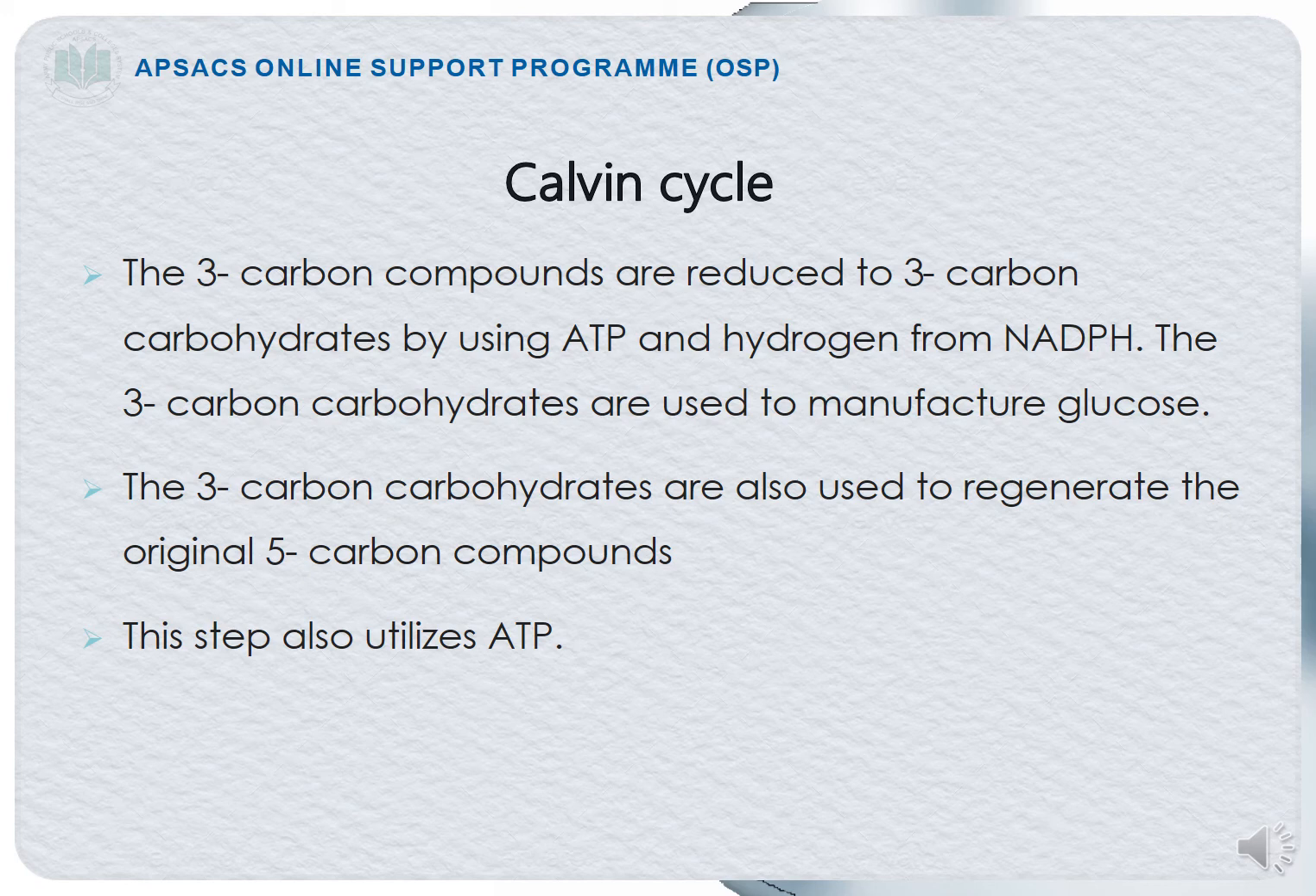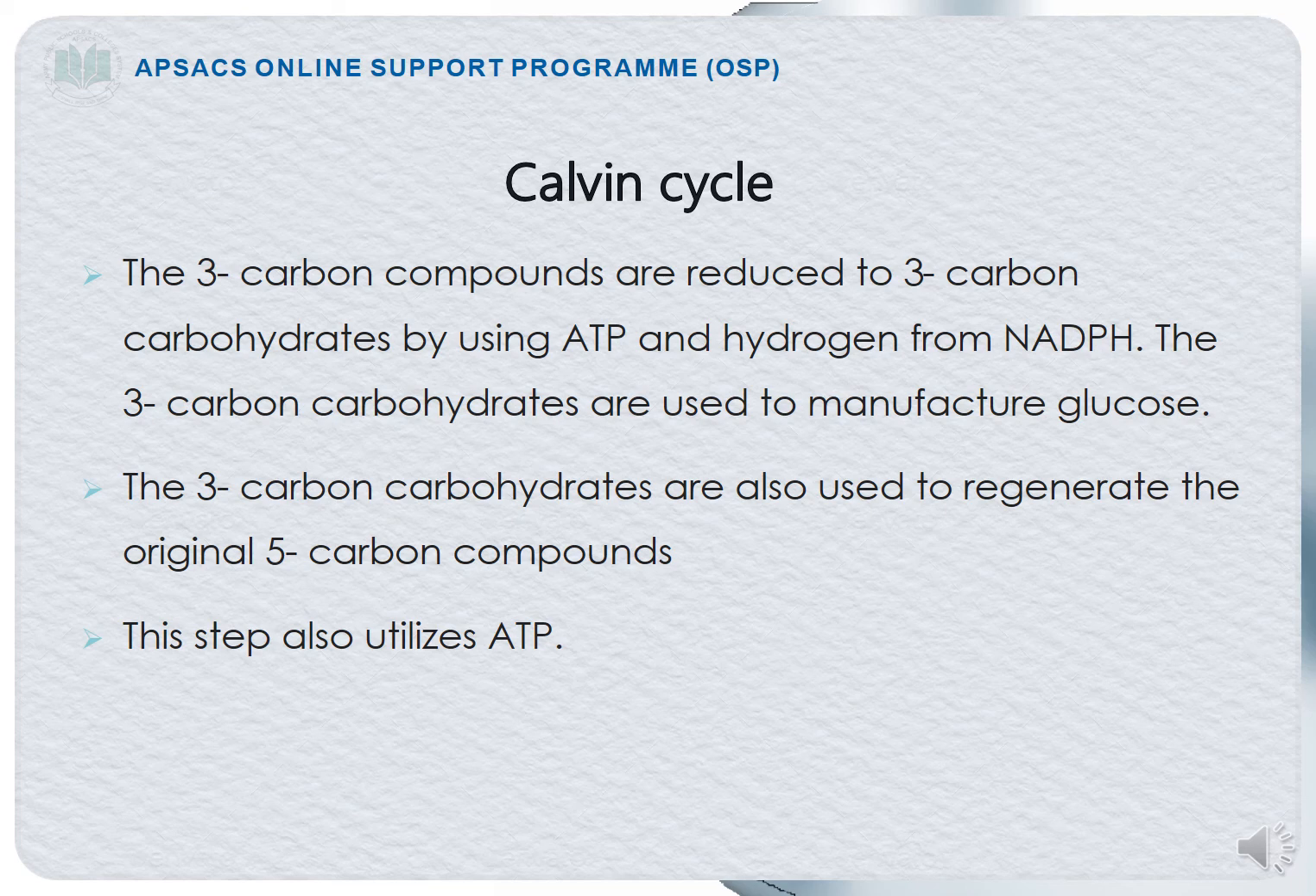Actually, it is reduced to 3-carbon carbohydrates. How is it reduced to 3-carbon carbohydrates? By using the ATP and hydrogen from the NADPH. So the one 3-carbon compound will first reduce itself by using the ATP and the hydrogen of the NADPH, and it will be reduced to 3-carbon carbohydrates. When it is reduced to 3-carbon carbohydrates, it will then help in the manufacture of the glucose. Another 3-carbon compound will go again into the cycle to regenerate the original 5-carbon compound.